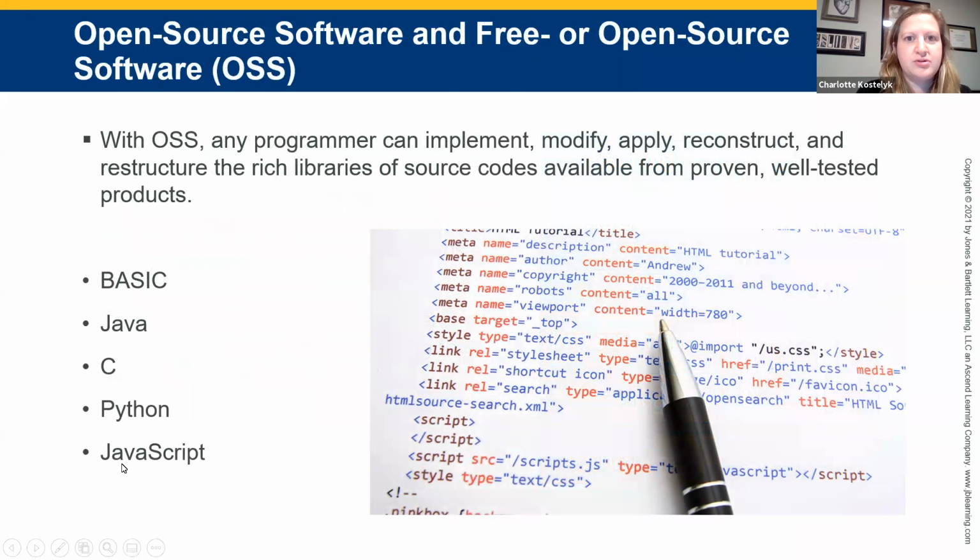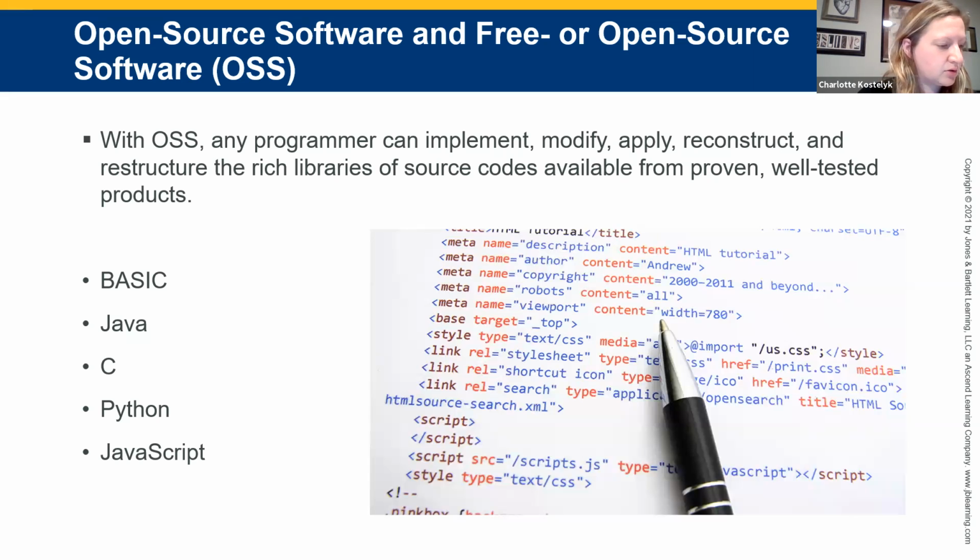Open source software. So you're going to see some of this language, OSS. Any programmer kind of understands this, and it might be a little bit harder for an intro class like this to understand, but think of the open software as something that is free and programmable. So we can modify it, we can apply it, we can restructure it. We can use it to restructure our rich libraries of source codes.